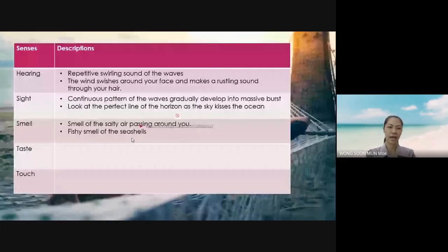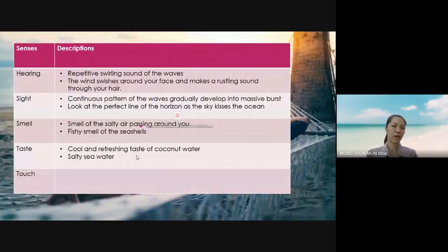Correct. Maybe a lot of us like to drink coconut juice at the beach, the cool and refreshing taste of coconut water. Or when you go swimming at the sea, you can taste the salty seawater as well.